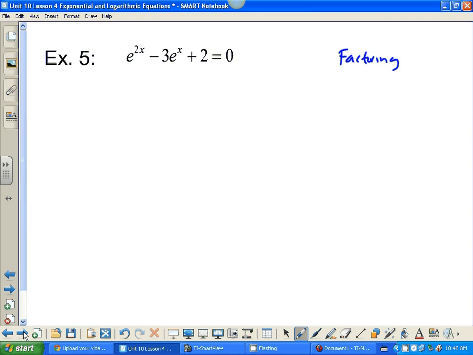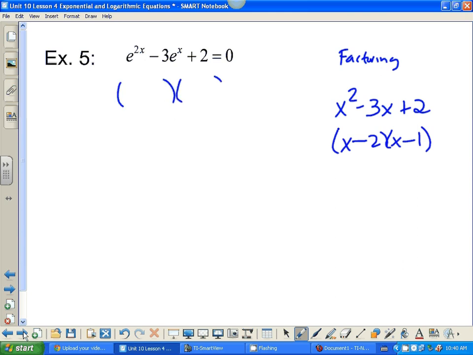If I asked you to factor x squared minus 3x plus 2, hopefully most of you would tell me it would be x minus 2 times x minus 1. This is no different, except instead of an x, I have a base of e.